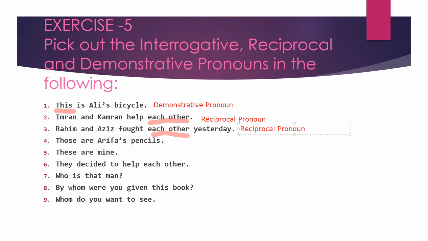Reciprocal pronoun. And number 4, those are Arifa's pencils. So here what we have to do, we have to underline the first pronoun, those, because it is going to point out. Pointing, yes. Those are Arifa's pencils. So here, those is which kind? Yes, it is also pointing. So it is demonstrative pronoun.